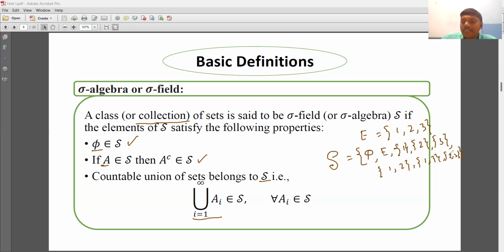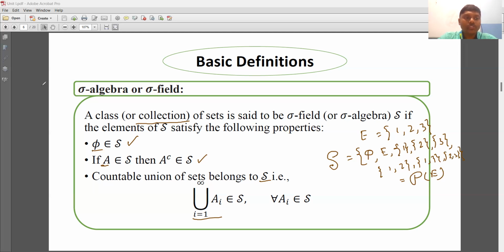So the collection contains the sets which are subsets of E. It contains phi, it contains the set itself, and it contains all possible subsets of E. We already mentioned that this kind of set is called the power set of E. So if I have a set E which is a finite set, that means there are a finite number of elements in the set, then we can construct the sigma algebra very easily. If I consider the power set of the set, then that will be the sigma algebra corresponding to E. I hope this is clear.